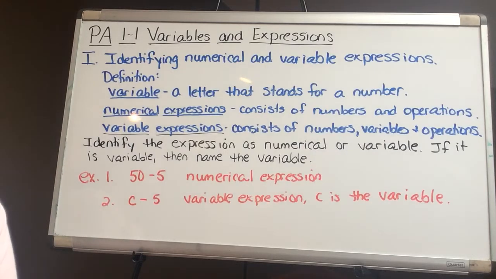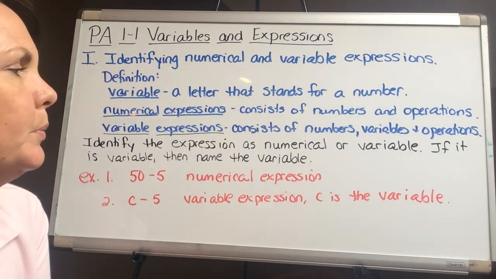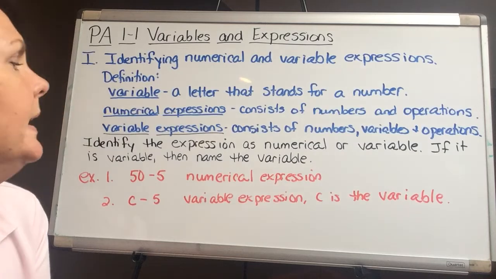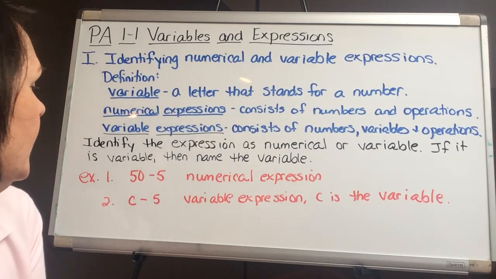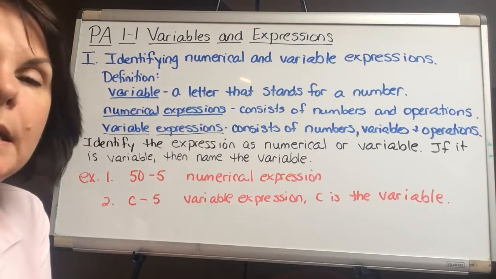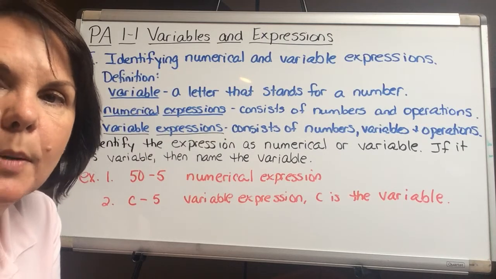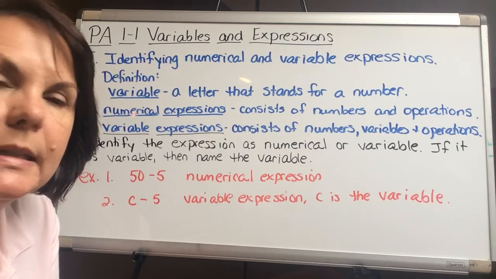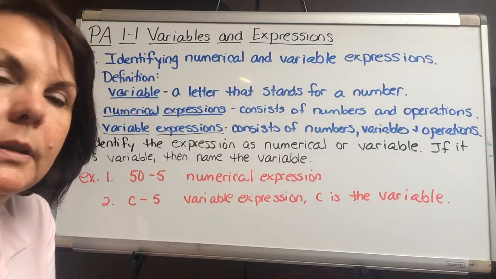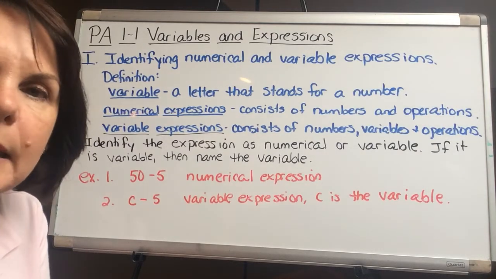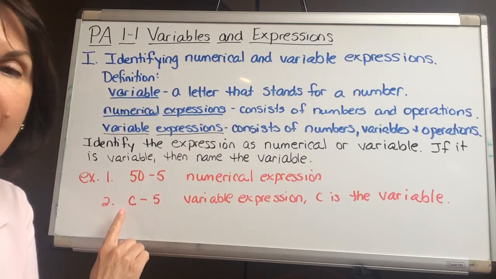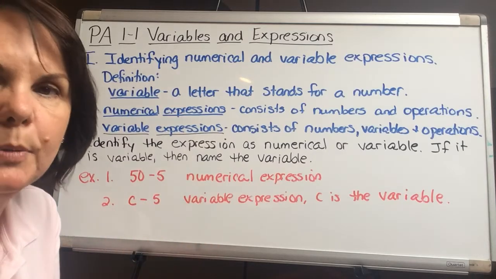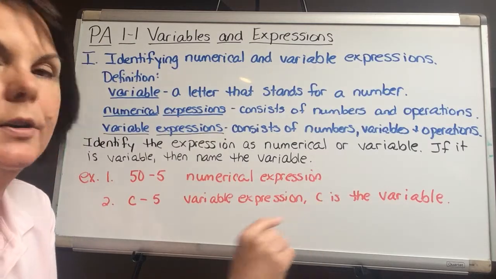So let's take a look. The directions are: identify the expression as numerical or variable. If it's a variable expression, I would like you to be able to name the variable. Number 1, 50 minus 5. It contains numbers and operations. This is a numerical expression. Look at number 2, C minus 5. That has a number, operation, and a variable. That's a variable expression. The variable is the letter C.